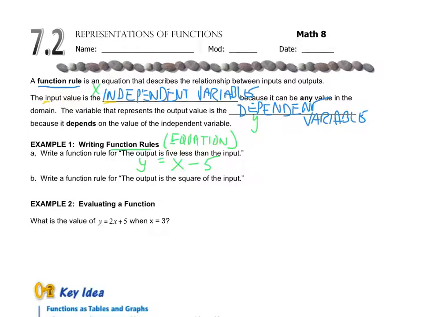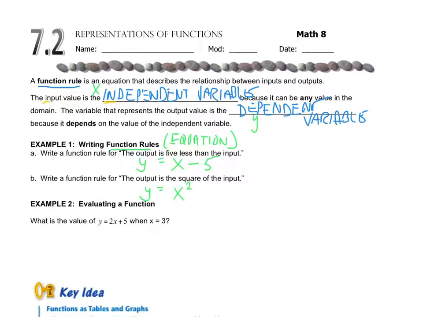So example B. The output is the square of the input. So the output, again, would be our y value. "Is" is my equals sign, the square of the input. So think about that. To square something is something times itself. Input is x. The square would mean that notation to say it's x squared.